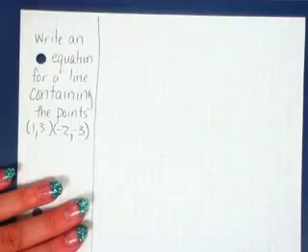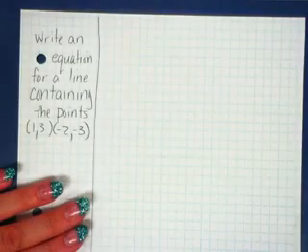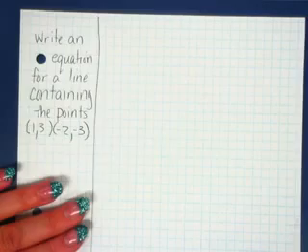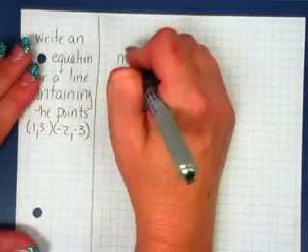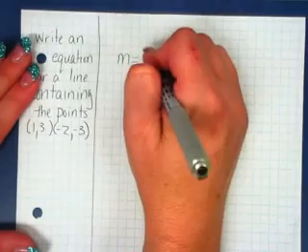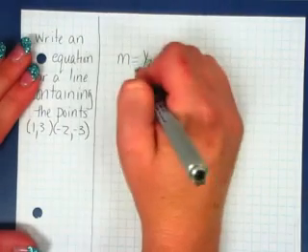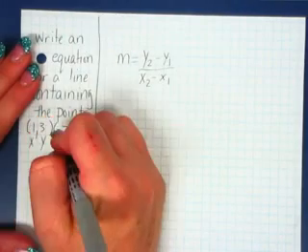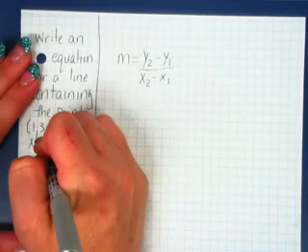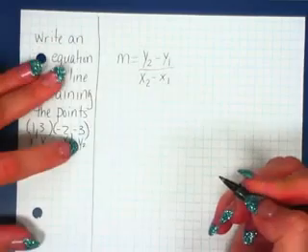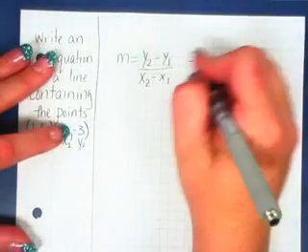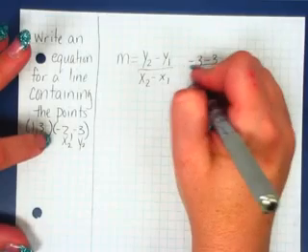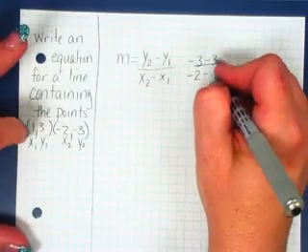So now what do we do if it says write an equation for a line containing the points (1, 3) and (-2, -3)? Well, we can find our slope. Remember, slope needs 2 points. y sub 2 minus y sub 1 over x sub 2 minus x sub 1. So I come over here, x y, x y. This is the first point, this is the second point. So y2 is negative 3 minus y1, which happens to be a positive 3. x2 is negative 2 minus x1, which is 1.